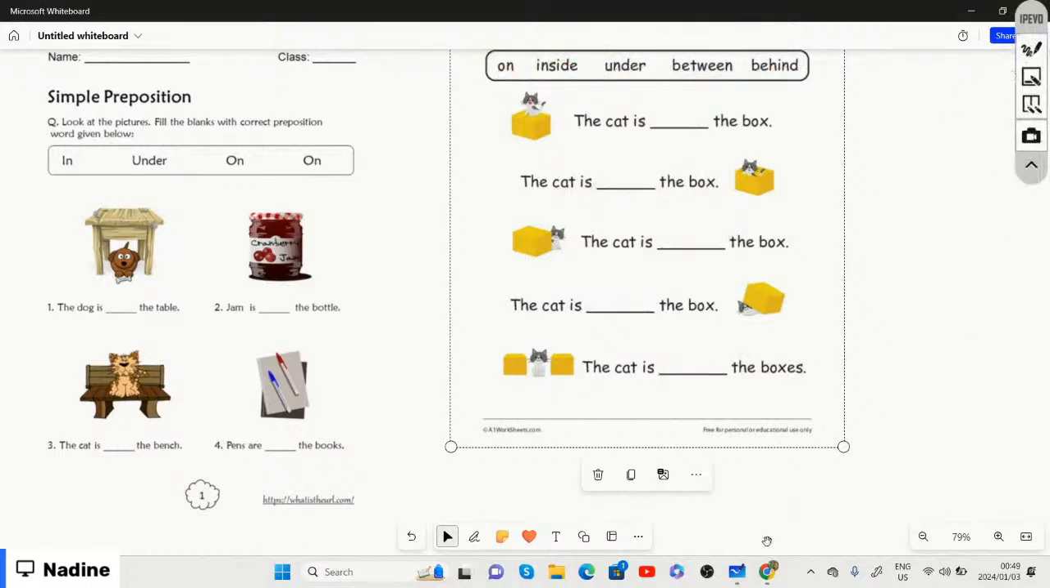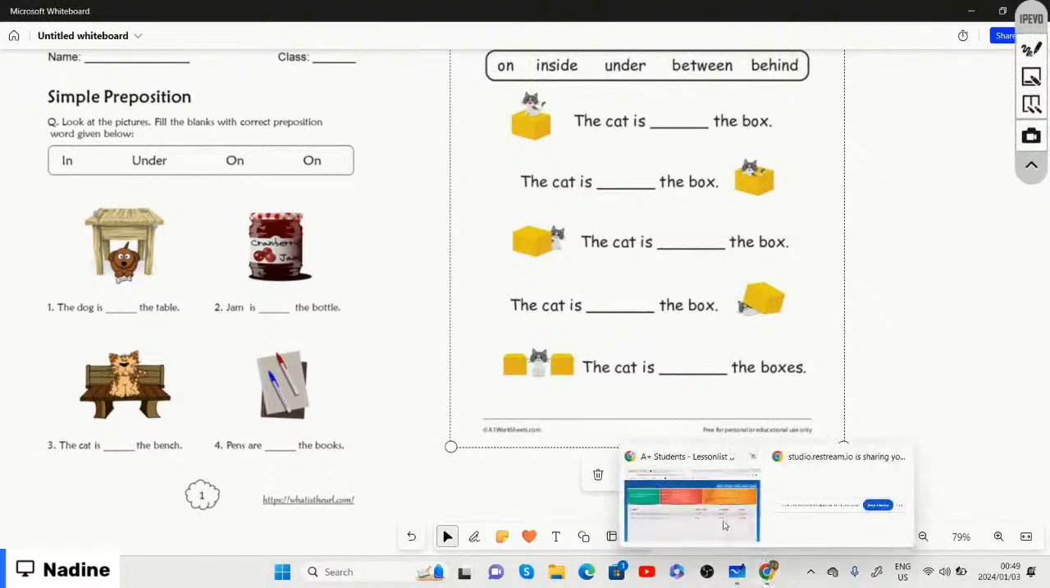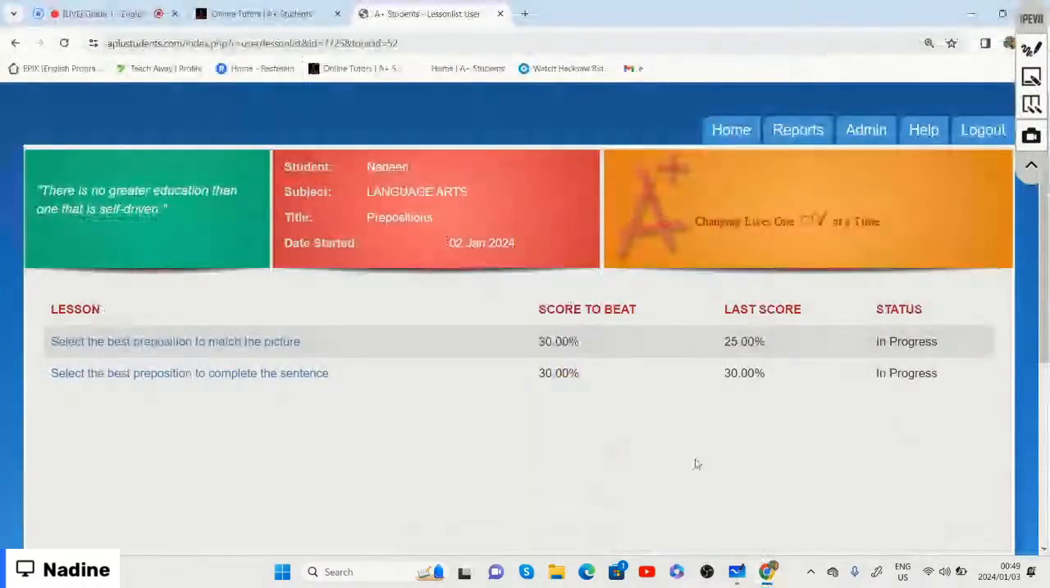All right, so now this is the end of our lesson on prepositions. And we selected the best preposition to match the picture, as well as we selected the best preposition to complete the sentence. And we said prepositions tell us either where something is or where something happens.